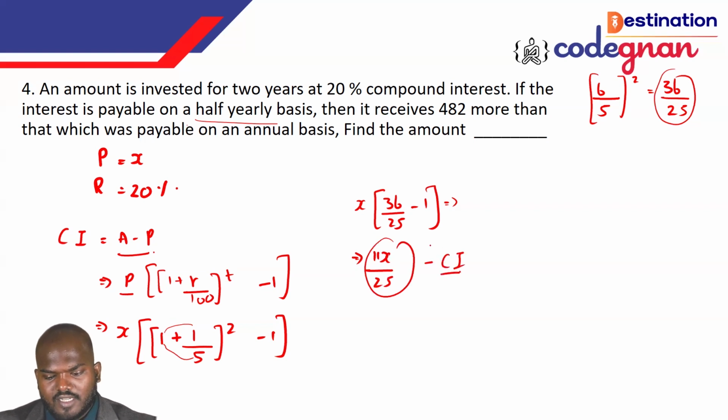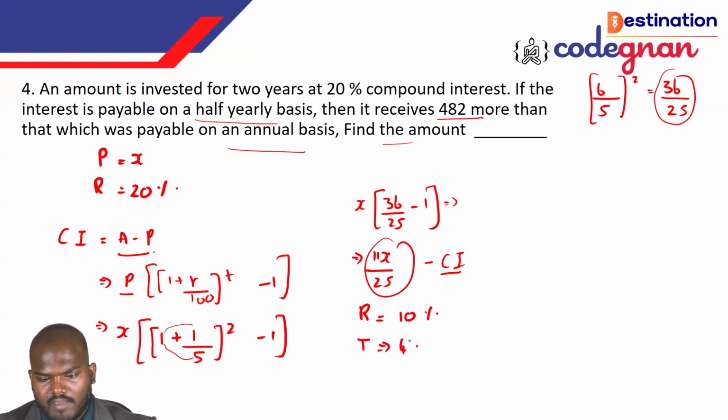But the interest is half-yearly payable. That is the thing they have given. If the interest is half-yearly payable, then they receive 482 rupees more than what was payable on an annual basis. So find the amount. That is the question. If the interest is paid on a half-yearly basis, the rate of interest will become 10% and the time will become 4 years.